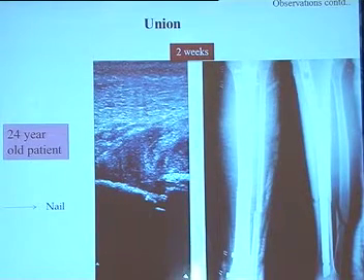So what happened in the union case? This is a union case, how it progressed. In the ultrasonogram, this is the nail, the nail size which appears in the ultrasonogram. This is a fracture. But in the X-ray, nothing is visible at 2 weeks. It's just a well reduced fracture.